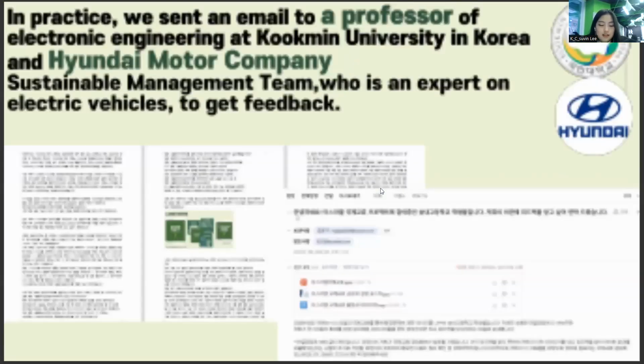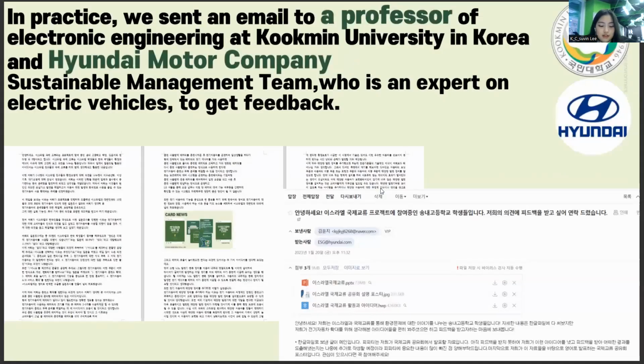In order to get feedback about this plan, we sent an email to a professor of electronic engineering at Kookmin University in Korea and Hyundai Motor Company's sustainable management team.